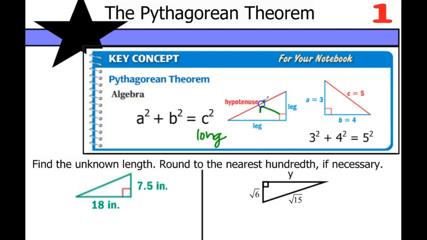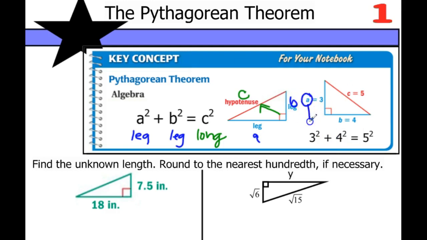So here's our right angle. Our opposite side from there, c, is always our hypotenuse. A and b are both legs. It doesn't matter which one's which. This could be a and this could be b. So for example, here's an equation.